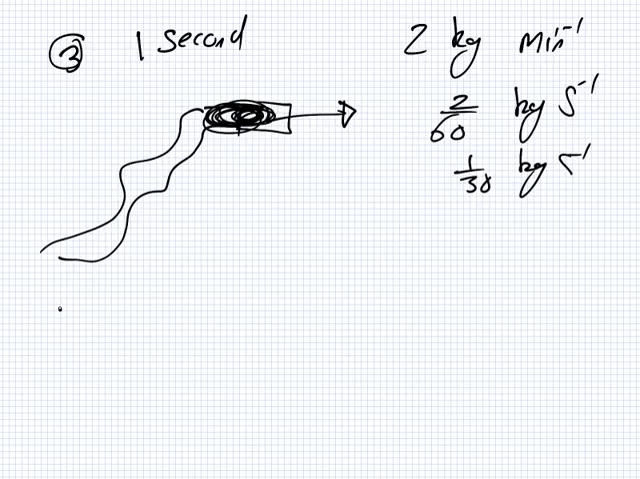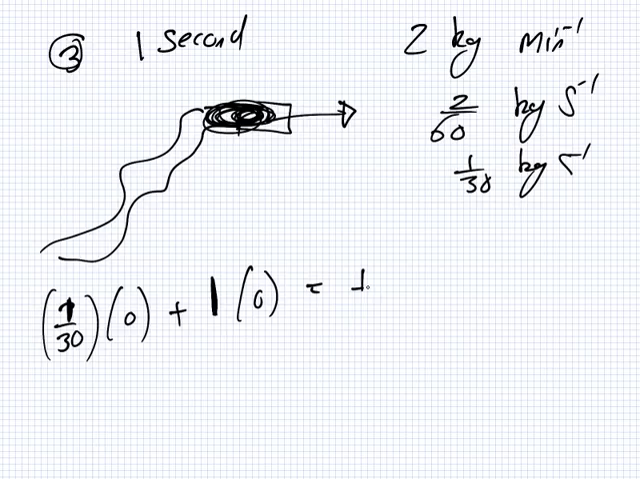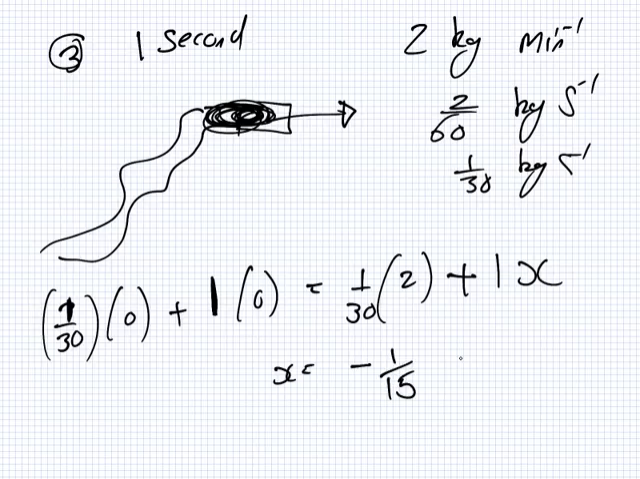M1, the mass of the water, times U1, plus M2, the mass of the hose. What's the mass of the hose? Yeah, 1. That's equal to, now, I tell you the speed of the water, it's 2 meters per second. And we want to know what is the x here, how much the hose recoils. So the answer is x equals minus 1 over 15 meters per second. Again we're just using the good old M1U1 plus M2U2 equals M1V1 plus M2V2.